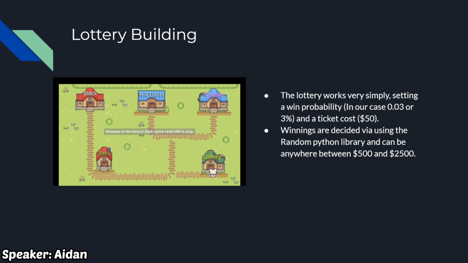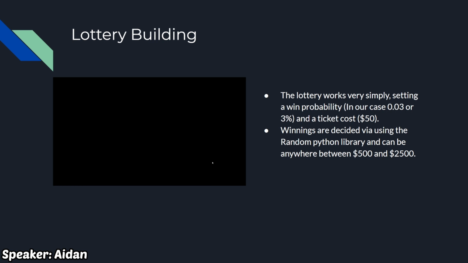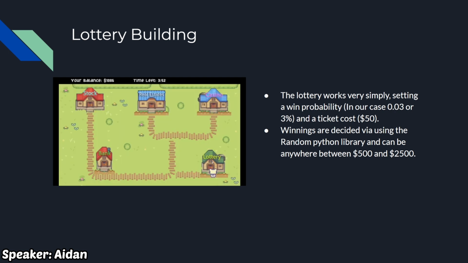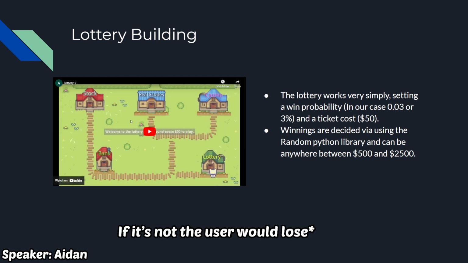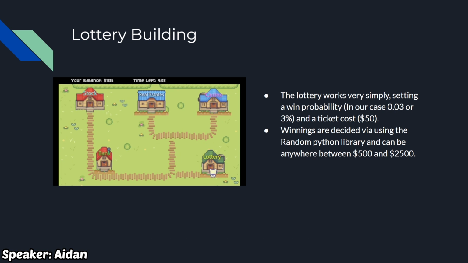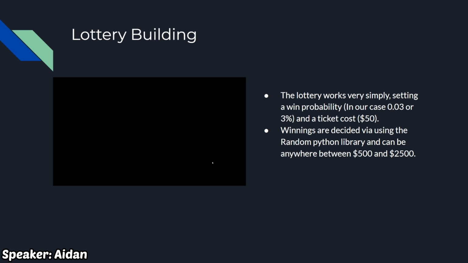The lottery is very simple. In our case, it has a win probability of 0.03 or 3%, and it uses random once again to pick a random number, and if it's below 0.03, the user would win. If it's not, the user would lose. The tickets cost $50, and winnings are randomly decided between $500 and $25 using the random library once again.